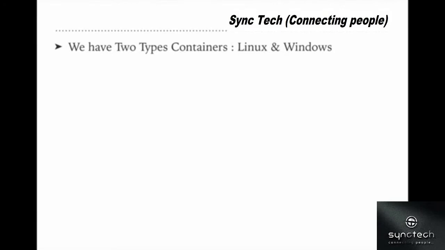Two types, the Linux containers and the Windows containers, right? Late in 2016, Windows released and announced Windows native containers. So right now we have two containers available with the Docker editions. First is the Linux container, which is native with Docker, and second is the Windows container.